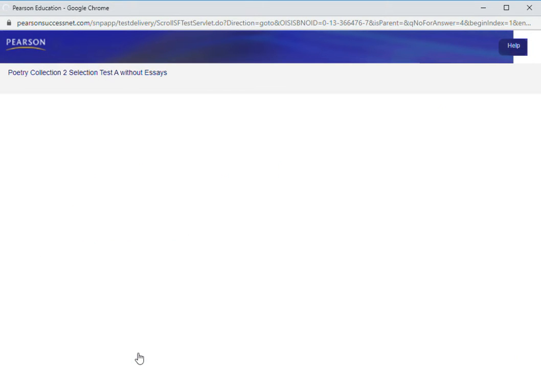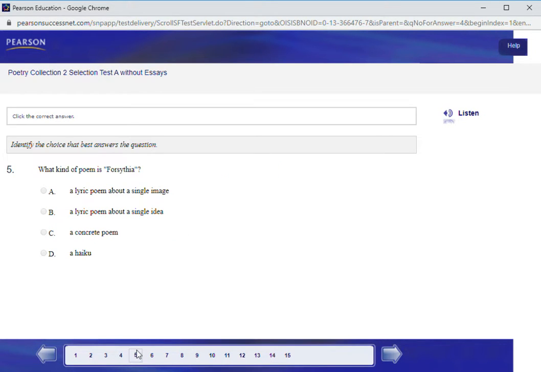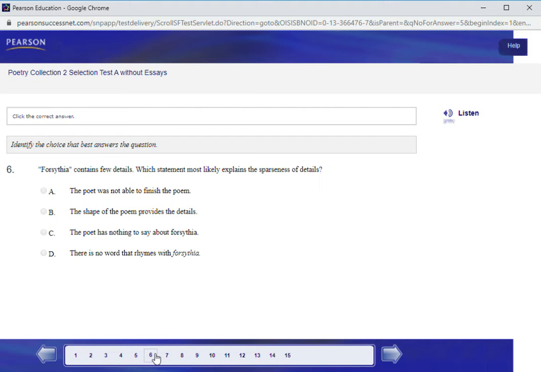Okay, number five, what kind of poem is "Forsythia"? It is a concrete poem because it takes the shape of what it's talking about. Looks like a plant, it's about a plant. Okay, number six, "Forsythia" contains few details. Which statement most likely explains the sparseness of details? It's not because the poet didn't finish the poem, because the shape of the poem provides the details.